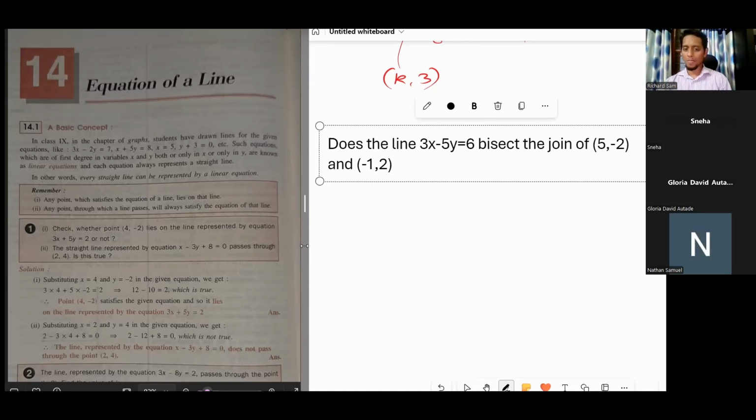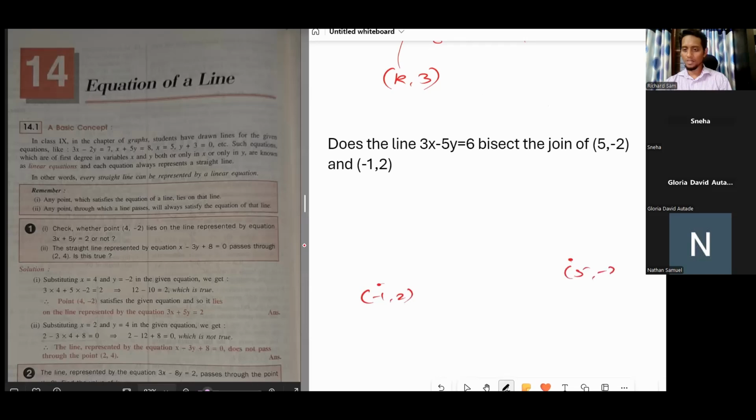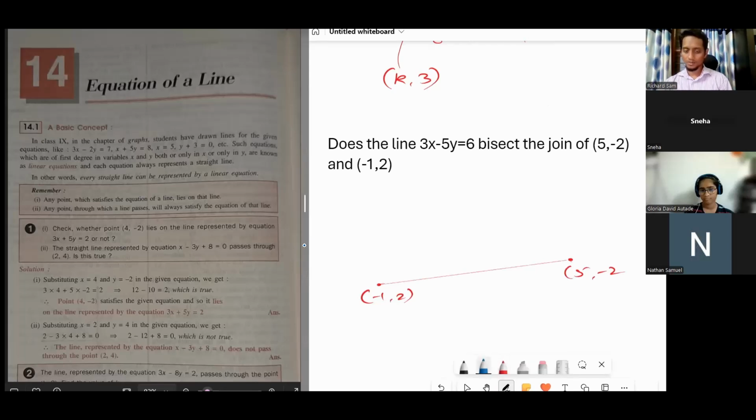If you're drawing a diagram, we will draw the 2 points, that is (-1, 2) and (5, -2). So this is the line joining these 2 points. So they're saying, does this line, now this is another line. This is the line. They're saying, does this blue line bisect the red line? You understand? Does the blue line cut the red line into 2 equal halves? How will we prove this?